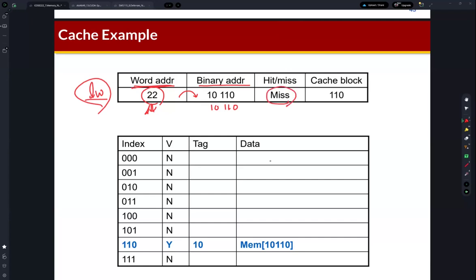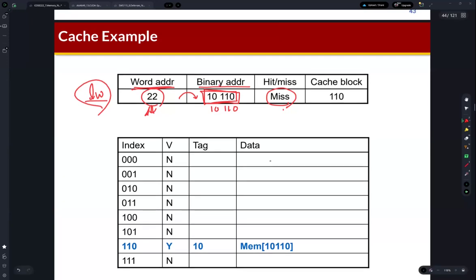Then what is the event? The result of the cache access is a cache miss. You can find the cache miss here. This is a direct mapped cache. Then what is the index of the cache? Because this cache has 8 blocks, we can use the lower 3 bits as the index of the cache. So the cache index is 110, and 110 is the location which will store the fetched data.